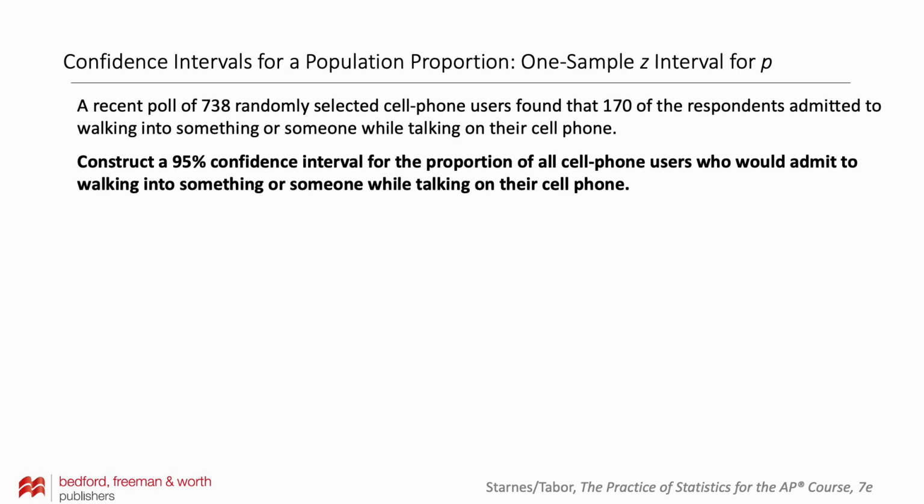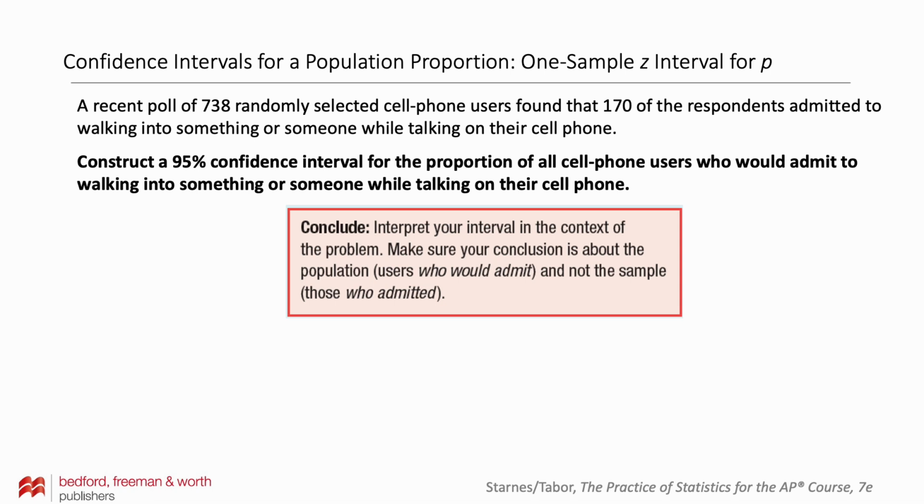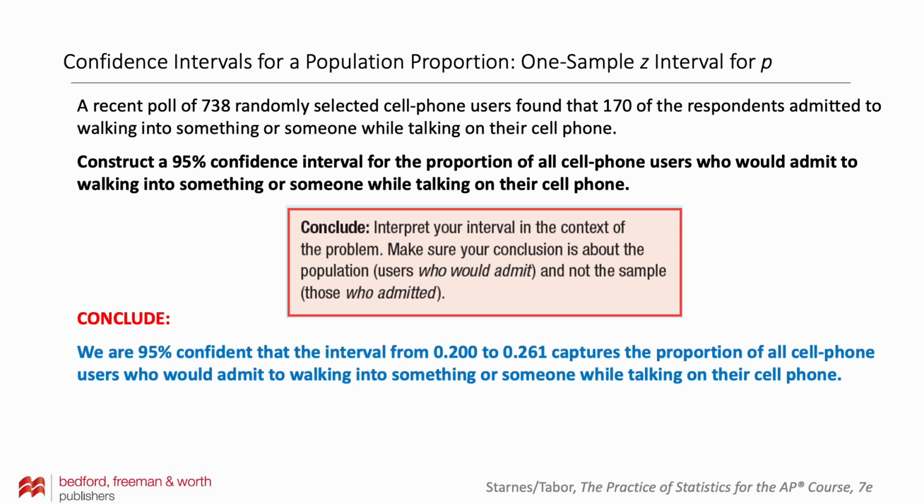And then the last step is to conclude. We need to interpret our interval in context of the problem. Remember, our conclusion is about the population, which is users who would admit and not the sample, those who admitted. So our conclusion, we would write, we are 95% confident that the interval from 0.200 to 0.261 captures the proportion of all cell phone users who admit to walking into something or someone while talking on their cell phone.